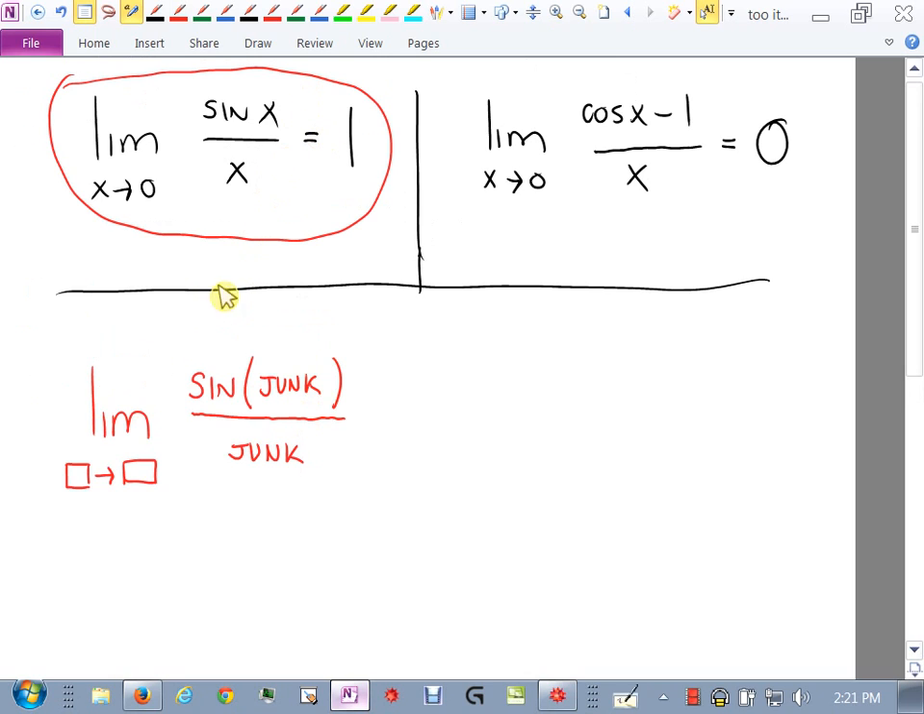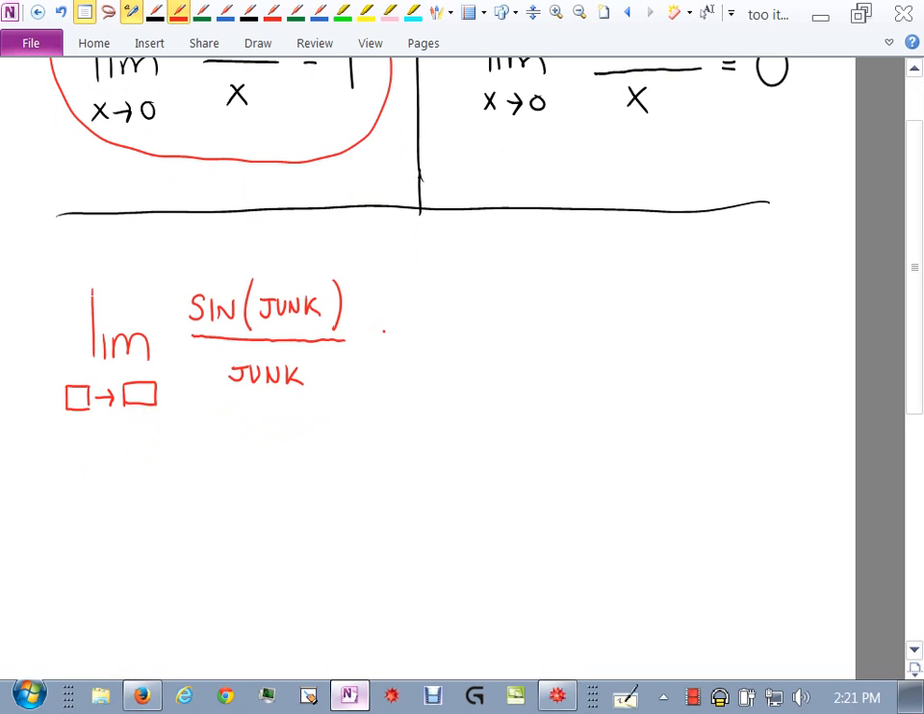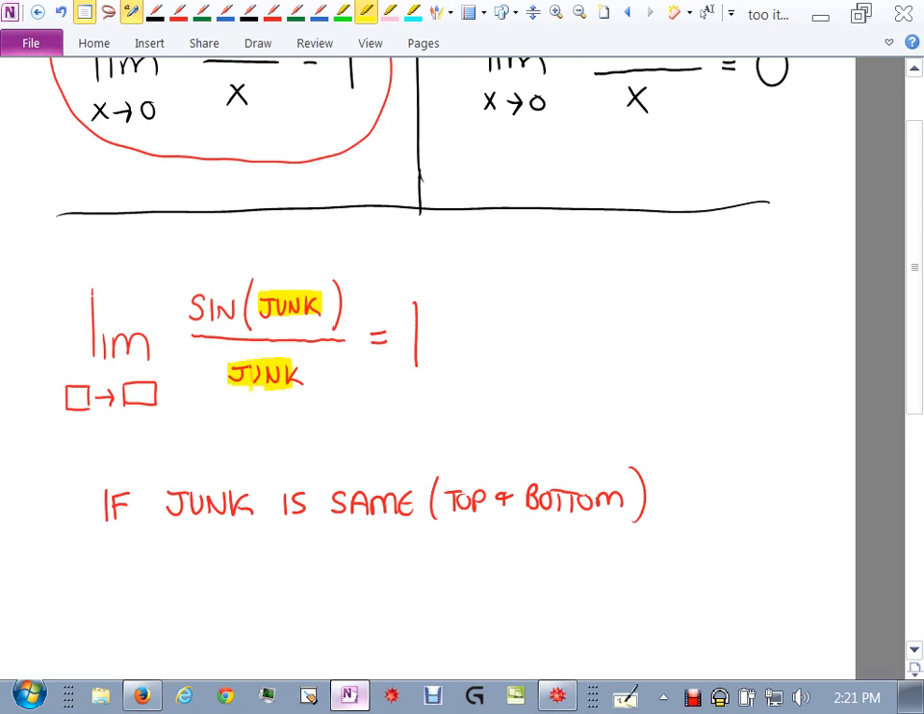So in this problem, x is going to 0, right? In the formula that's in the book, x is going to 0. We have sine of junk over junk. So the junk up here is what? The x and the x, right? The answer to this will be 1 if two conditions are met. If the junk is the same, top and bottom. That means whatever's in the sine has to match exactly what's down there. Exactly the same thing.